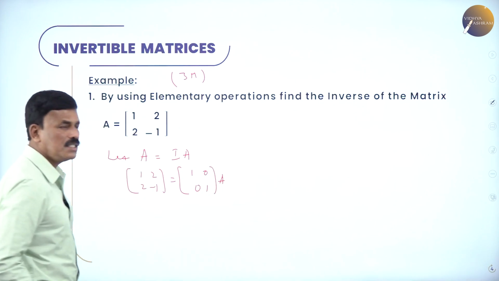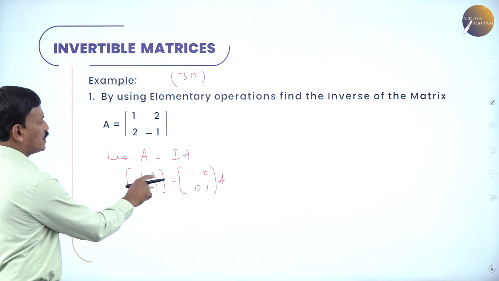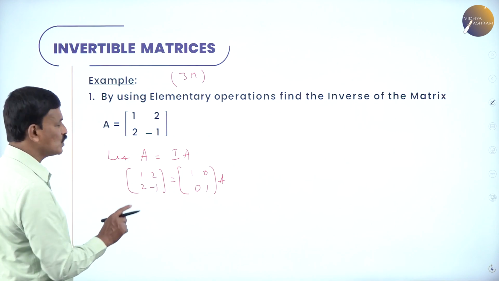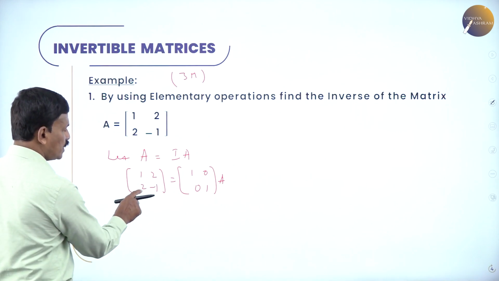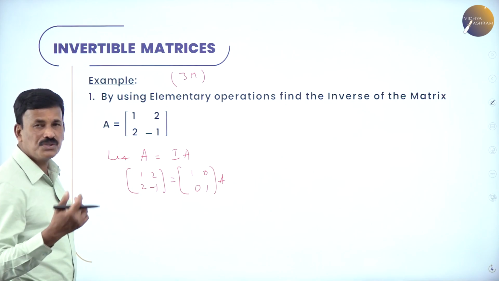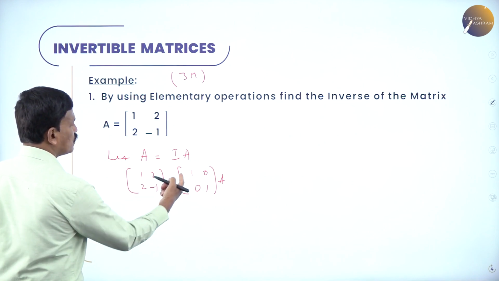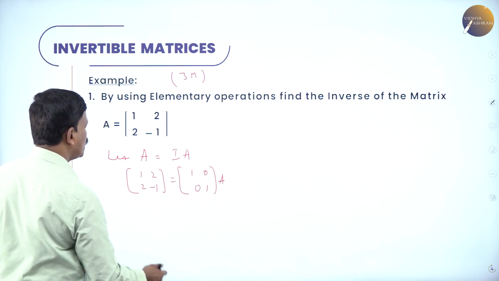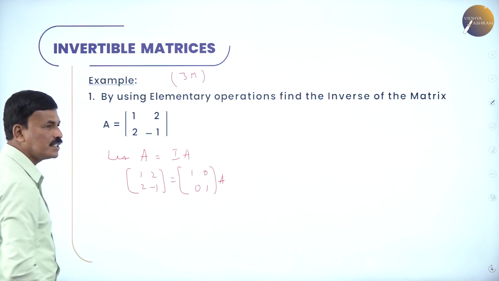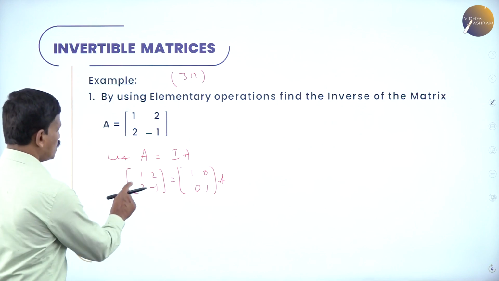Now this is very important and very easy. The intention is to convert this matrix into an identity matrix, 1, 0, 0, 1. Convert this 2 to 0, and again this minus 1 to plus 1. That's all, by using elementary row operations. Now 1, 2, 2, minus 1 is equal to 1, 0, 0, 1 into A. Convert the matrix 1, 2, 2, minus 1 to an identity matrix 1, 0, 0, 1. Now it is already 1 here.